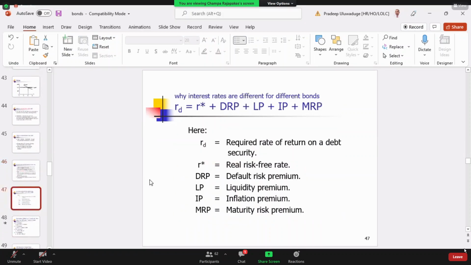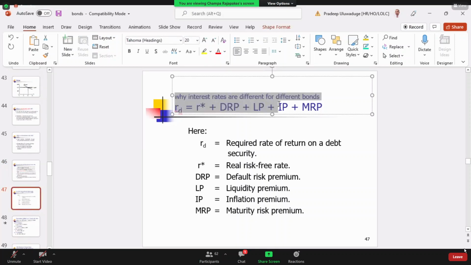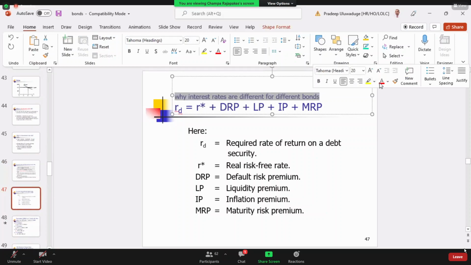Then, why are interest rates different for different bonds?